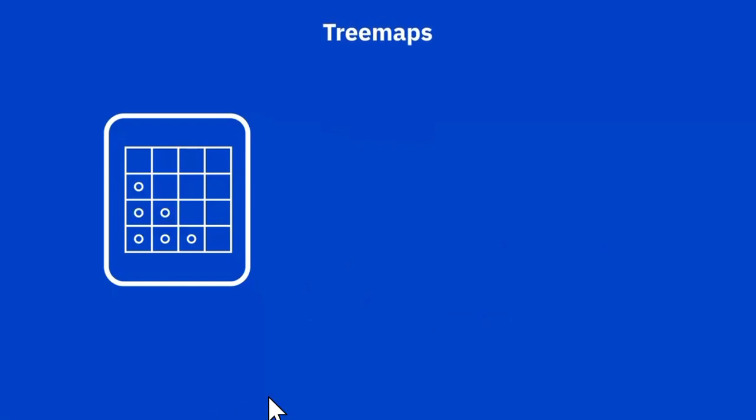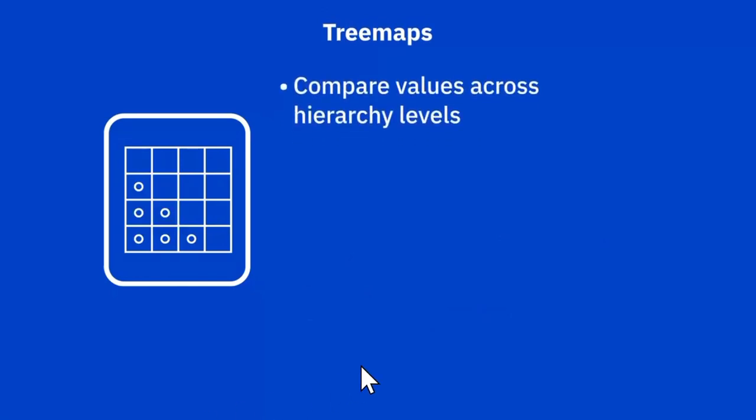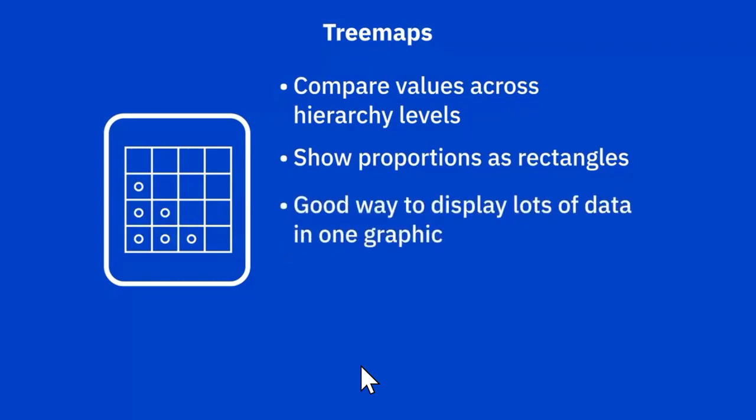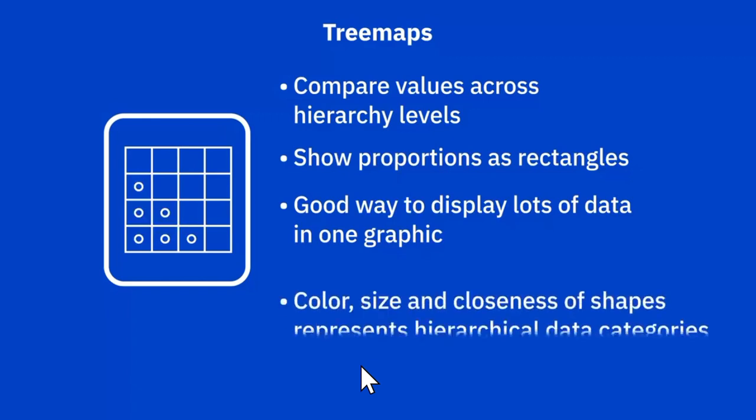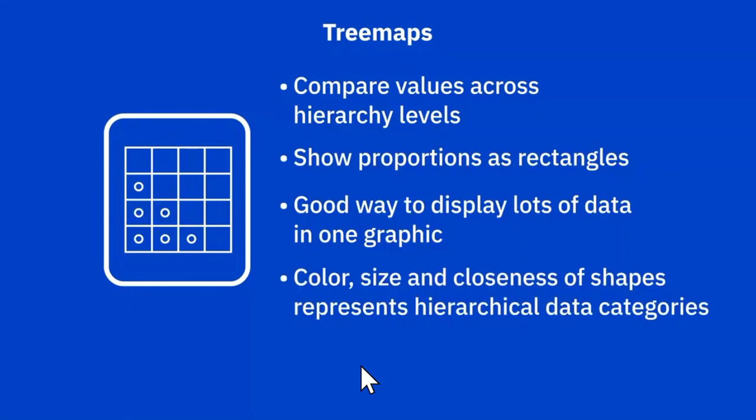Treemaps. A tree map chart is used to compare values across hierarchy levels and show proportions within hierarchical levels as rectangles. Tree maps are a good way of displaying lots of data in one graphical asset because they use the color and closeness of proportional shapes within the chart to represent hierarchical data categories, which is a difficult thing to achieve with most other types of chart.